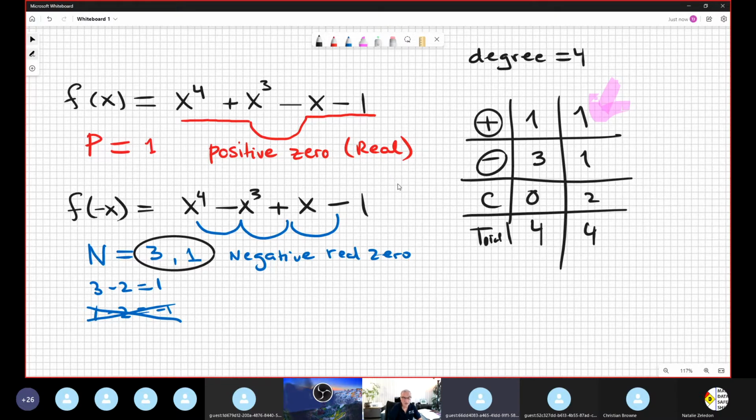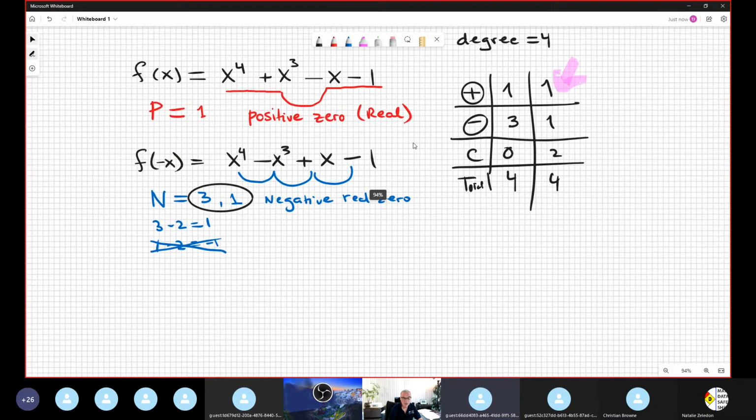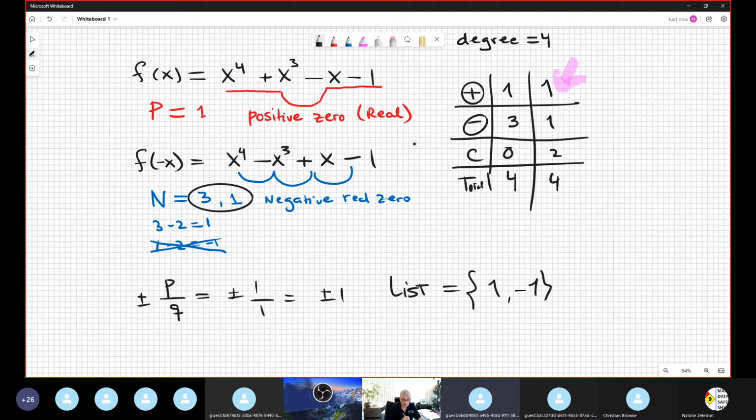For example, the rational zero theorem doesn't give me any more clue because remember P divided by Q, plus or minus. Who is P? In this problem, it is 1. And who is Q? It is 1. So it says plus or minus 1. So in our famous list, we have only 2 possibilities. 1 positive and 1 negative. Okay, actually, it's true. Both are this guy and this guy. But I need to prove it mathematically.